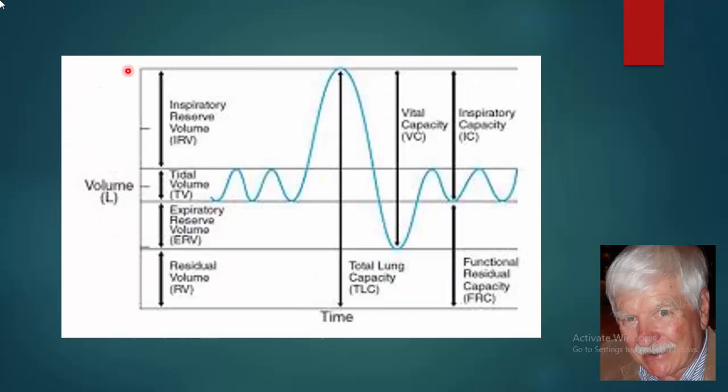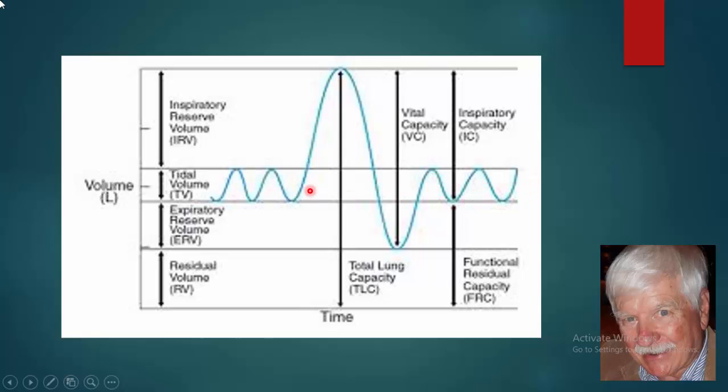Okay, this is a spirogram, which is a recording. This is the volume of gas in the lungs on the y-axis, and then the time on the x-axis. And don't look at all the words yet, just look at what happens. This is normal breathing right here. A couple of normal breaths, okay? And then what you do is you take in as much gas as you can into your lungs, and then the next thing you do is blow it all out, okay? And then you resume normal breathing.